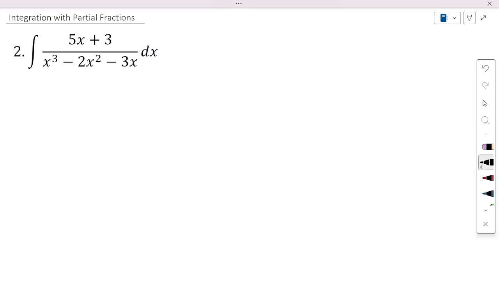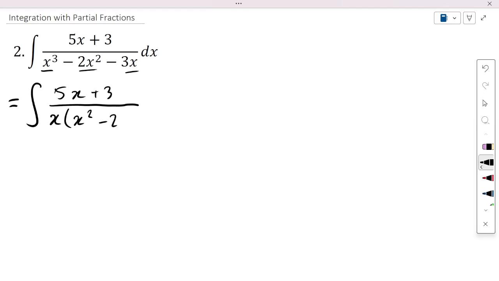So how are we going to do this? Well, first of all, we're actually just going to try and factorize the denominator, literally what I just said right now. So we're going to have 5x plus 3 divided by, well, what can we see already? We can see that x is a common factor. So let's take that out as a common factor. So we have x multiplied by, and if x is a common factor, then we're going to be left with x squared minus 2x minus 3 with respect to x.